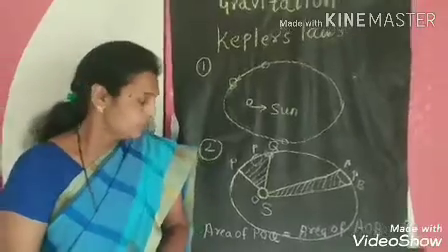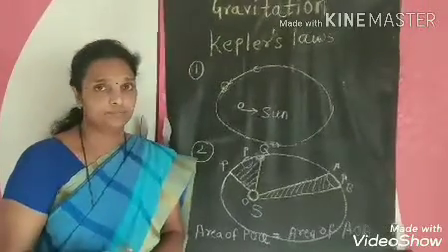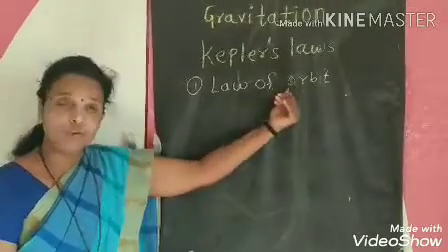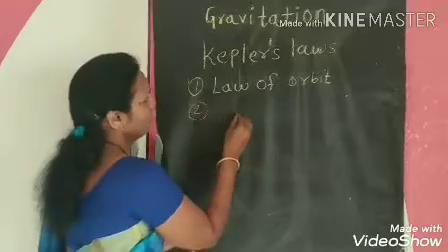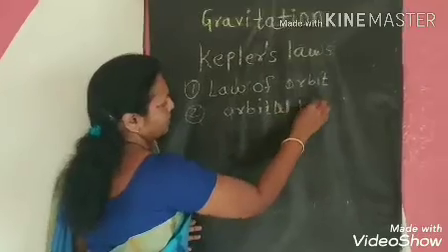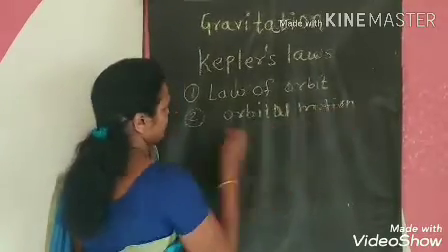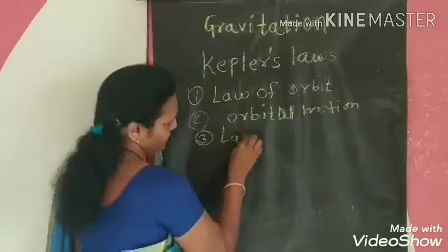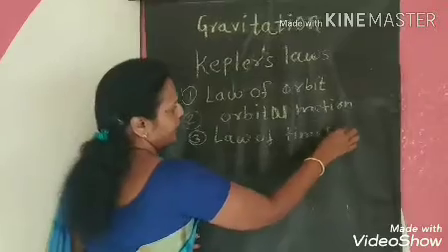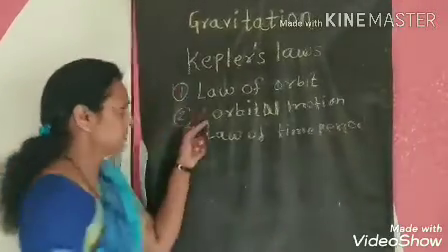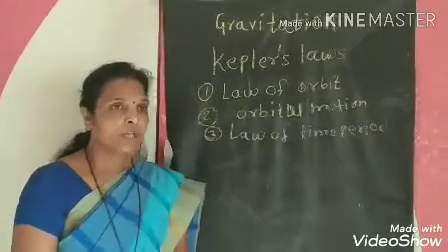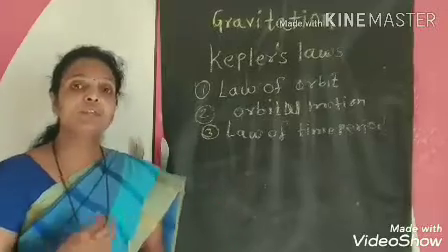Now we will start the third law. The first law we see is the law of orbit. The second one, the law of orbital motion. And the third one, the law of time period. Now as we have seen two laws, the third law is, according to the third law, the square of its period of revolution.